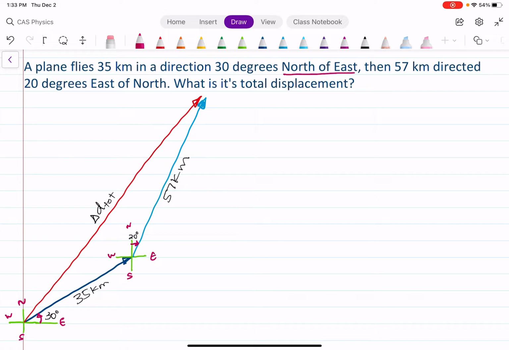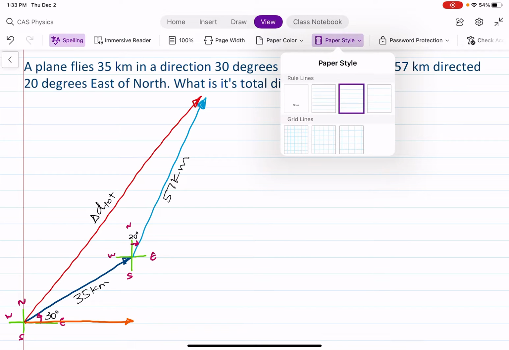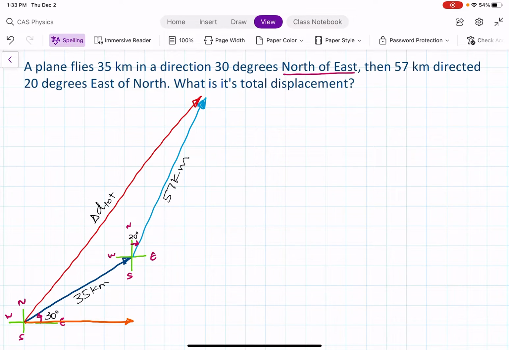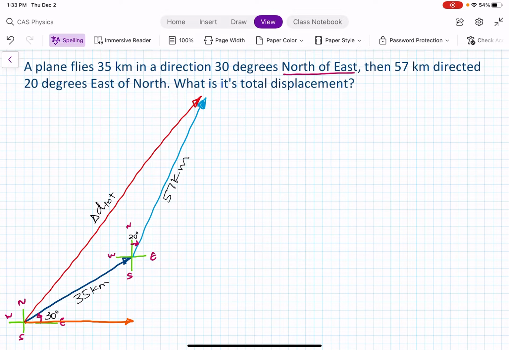So what that means is we need to find the components of each individual vector and then add them together to find the component of the resultant. So let's start by drawing our components. So let's say we can draw the components of the first one and remember, they're just along the X and Y axis. So here is, let me change this to graph paper view so that we can get a good sense of the lines here.